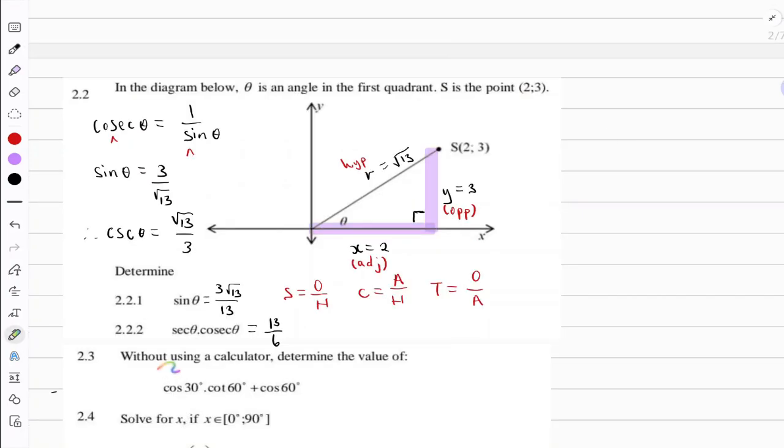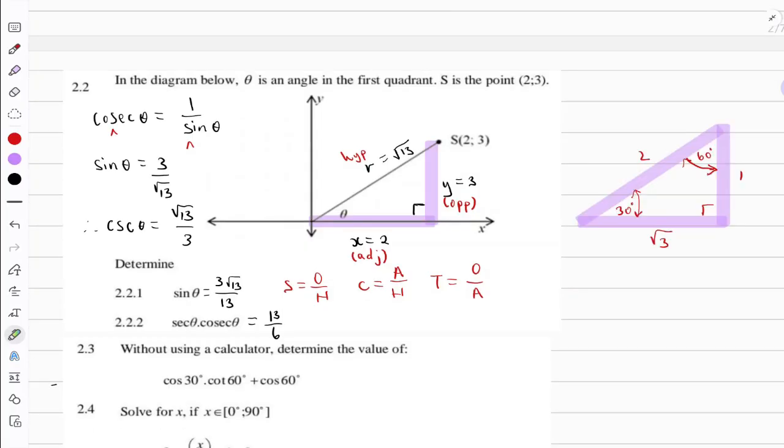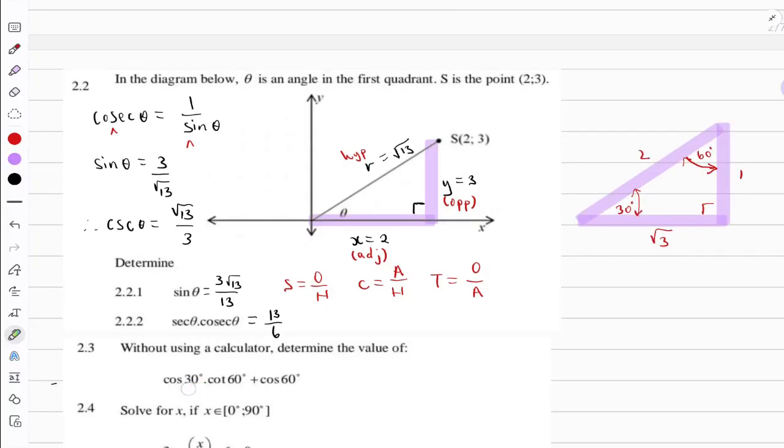Right, so moving on to the next question, it says without using a calculator, determine the value of this given expression. So when analyzing the expression, we see we have angles 30, 60 and 60. So we have to construct a 30, 60, 90 triangle. So the next thing to do would be to evaluate each of these trig ratios in terms of this triangle. You have to remember or memorize this triangle. So then cos 30 degrees would be adjacent over the hypotenuse, which is root 3 over 2.